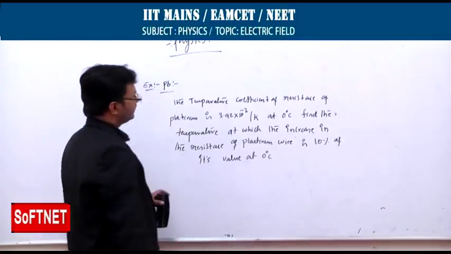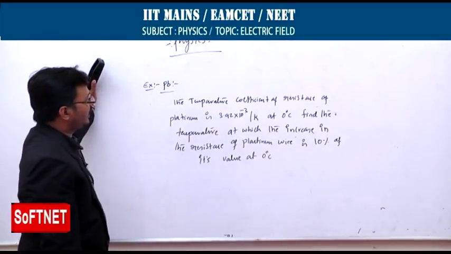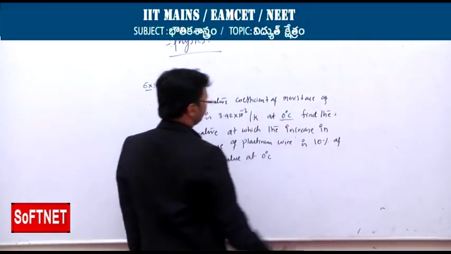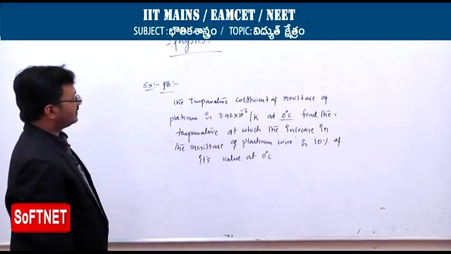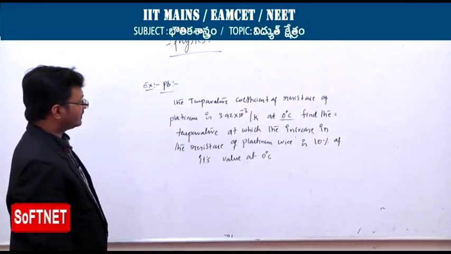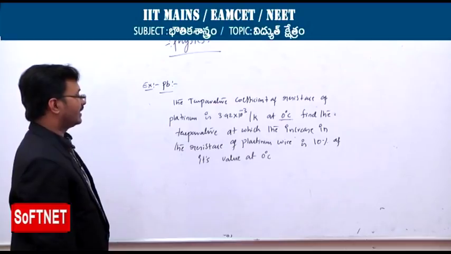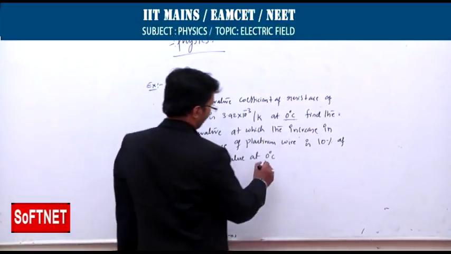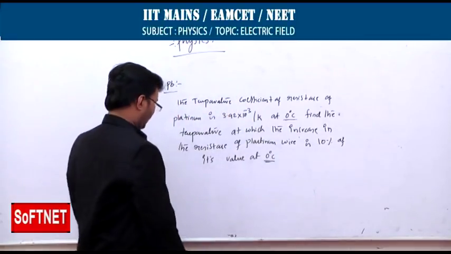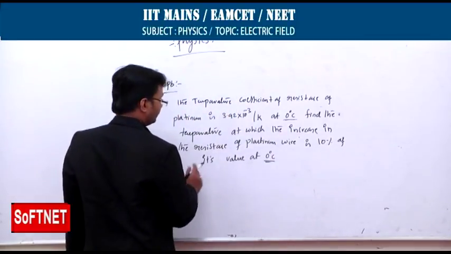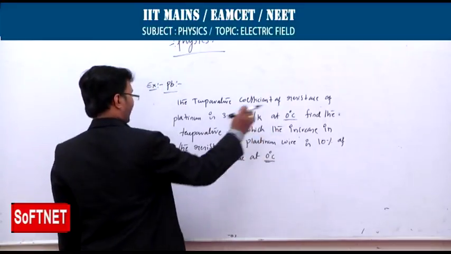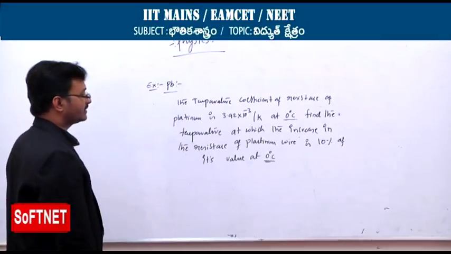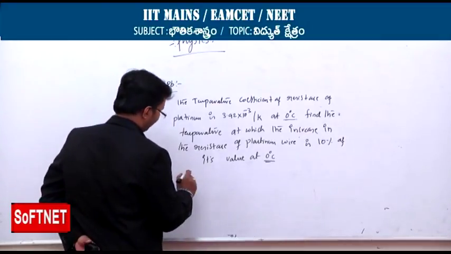The temperature coefficient of resistance of platinum is 3.92 into 10 power minus 3 per Kelvin at 0 degree Celsius. Find the temperature at which the increase in resistance of platinum wire is 10% of its value at 0 degree Celsius. Now we need to find out this temperature.